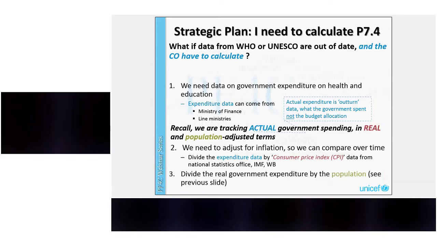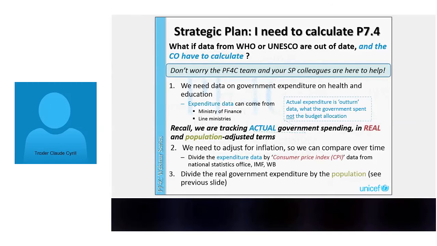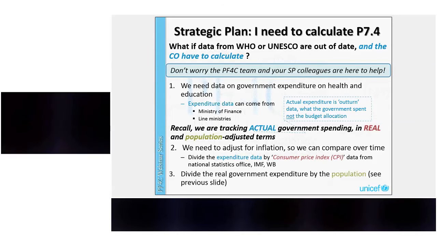So, what if I have data from the WHO or UNESCO and it's out of date? Well, I've just explained to you what you're going to have to do, but don't worry, we're here to help, and so are your social protection colleagues. It's actually very easy, it just sounds a bit scary. The first thing you're going to need is data on government expenditure and health. You get the data on expenditure from the Ministry of Finance, or from the line ministries, your health ministry or your education ministry. Remember, we're looking at what they actually spent, not what they promised to spend.